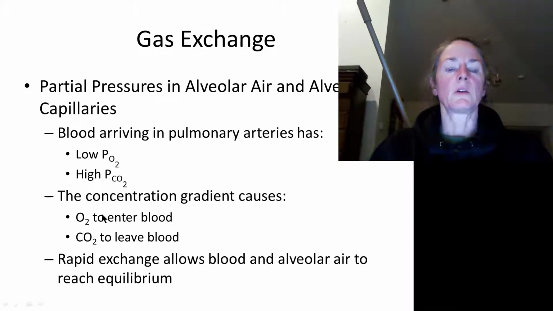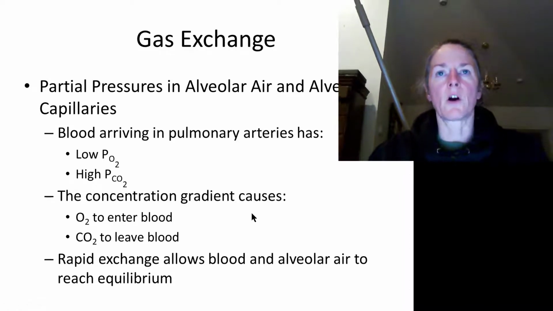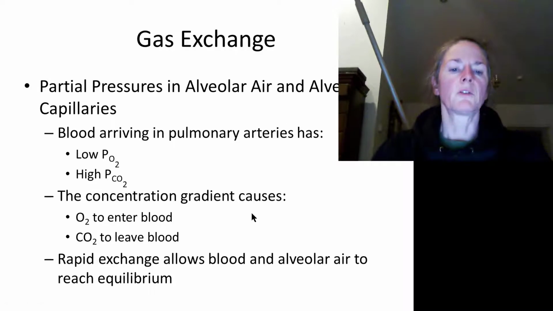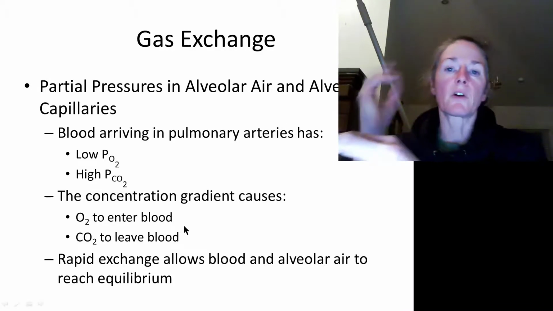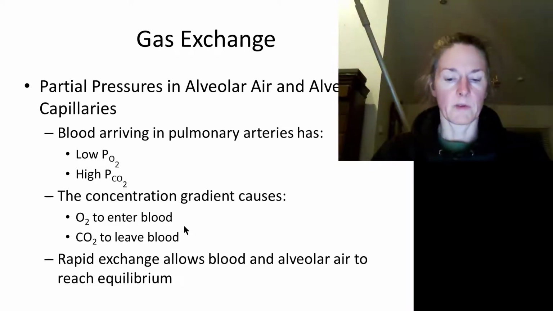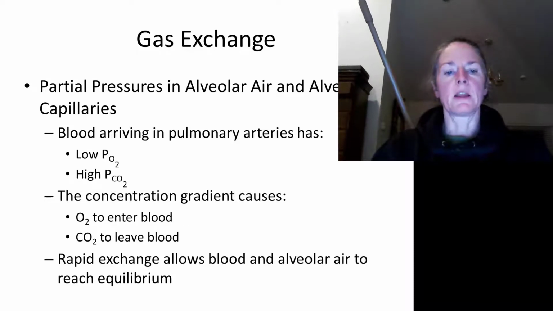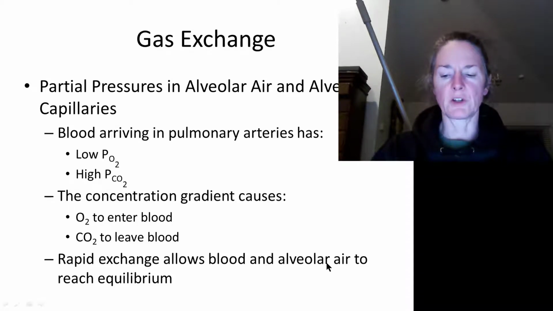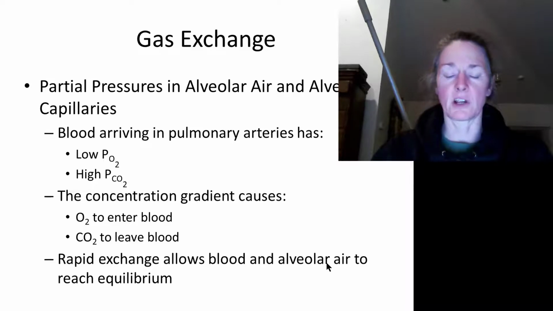So basically, we have concentration gradients, and the concentration gradients obviously are caused by these partial pressures. So it's going to cause oxygen from the lungs to enter into the blood and the carbon dioxide in the blood to leave and get into the air in the alveolus. So this rapid exchange allows blood and alveolar air to reach equilibrium, and this takes place in about 0.3 of a second. This is very rapid exchange.